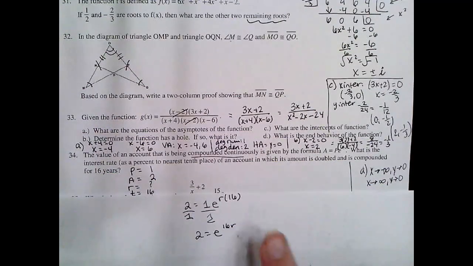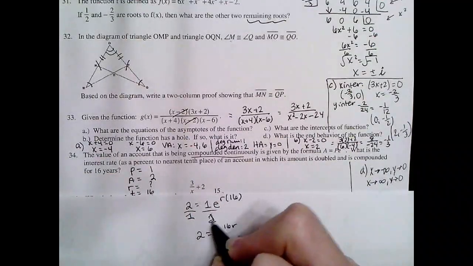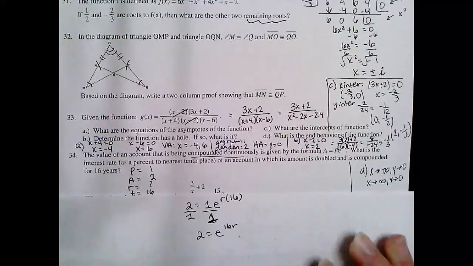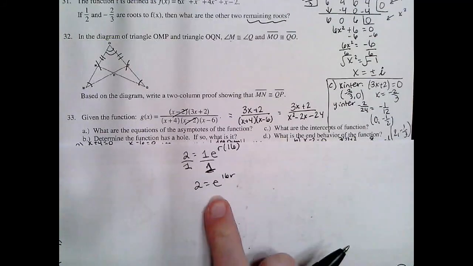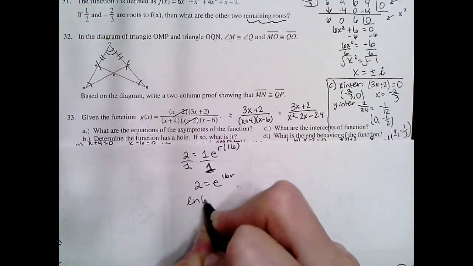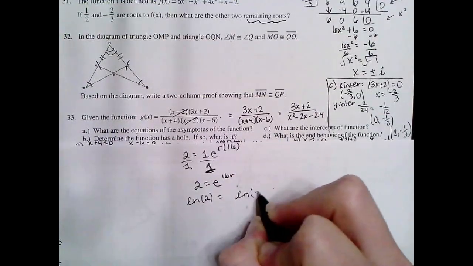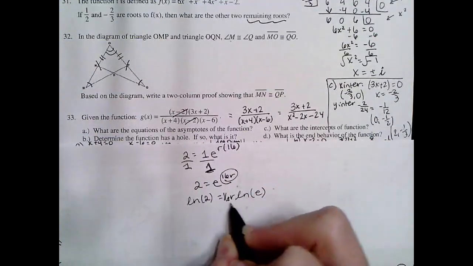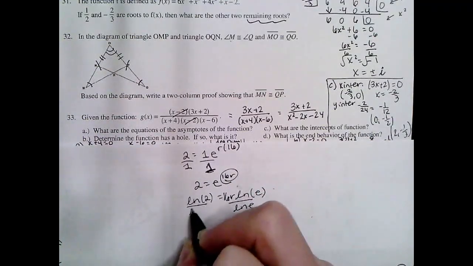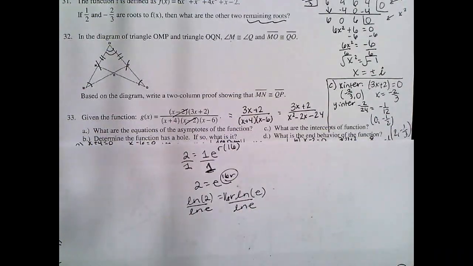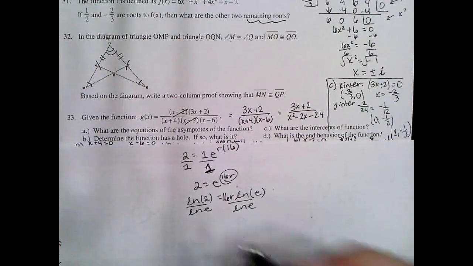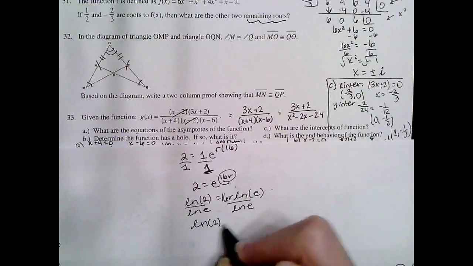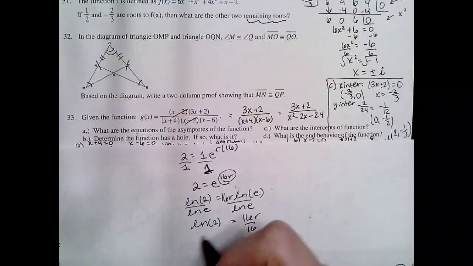So remember, if you don't know something in the exponent, you're going to do a log. However, when it's e, you're going to do the natural log. You're going to do the ln button. So ln of 2 equals ln of e, and your exponent will go in the front, 16r. Divide by ln of e, divide by ln of e. If you do that in the calculator, the ln of e really just becomes a 1. So you're still stuck with ln of 2 equals 16r, divide by 16, divide by 16.